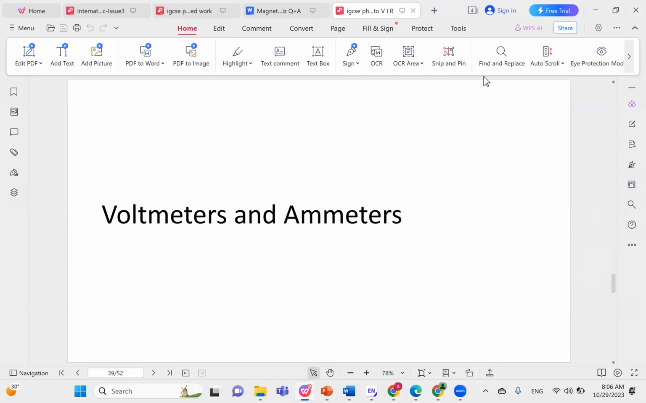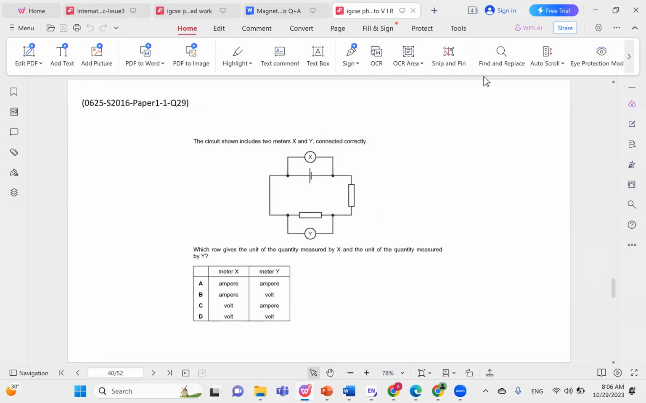Moving on, we will discuss now voltmeters and ammeters. Obviously, these are meters used to measure certain electrical quantities. Voltmeters measure volts, voltage, and ammeters measure current in amps. You should know that in an electric circuit, an ammeter is connected in series, whereas a voltmeter would be connected in parallel, depending on what I'm trying to measure.